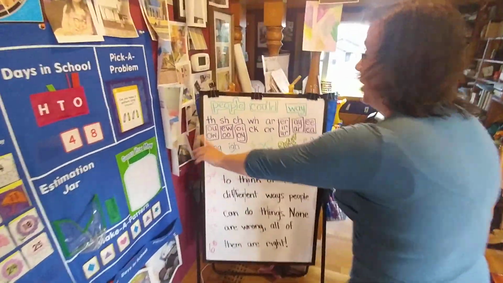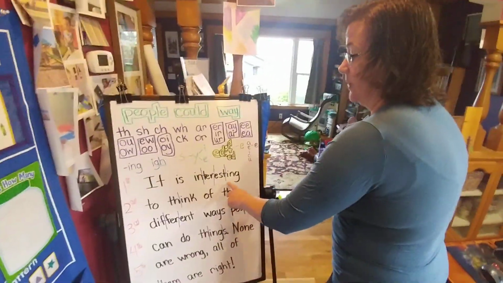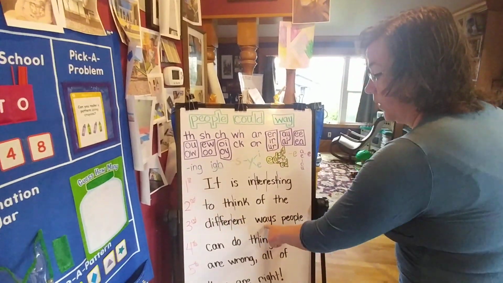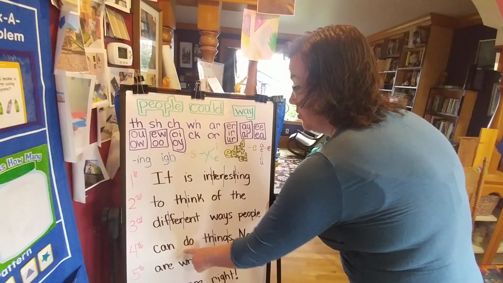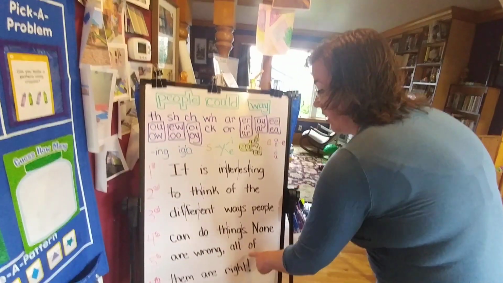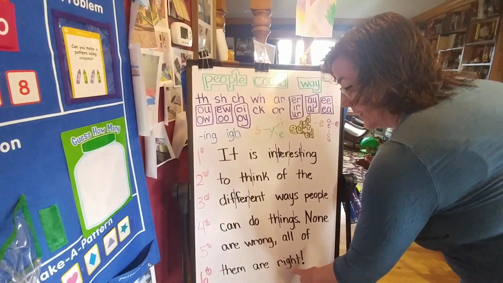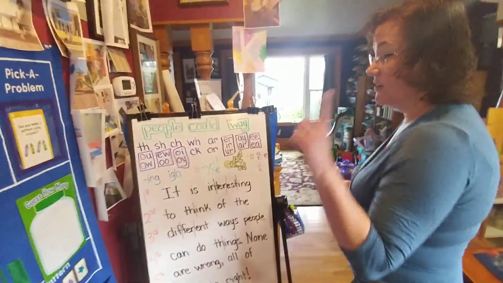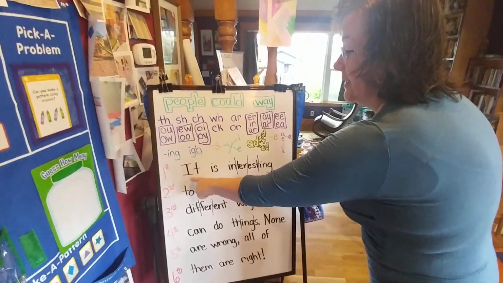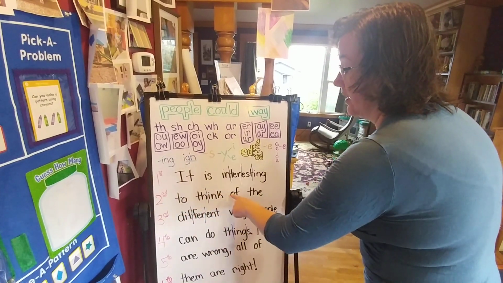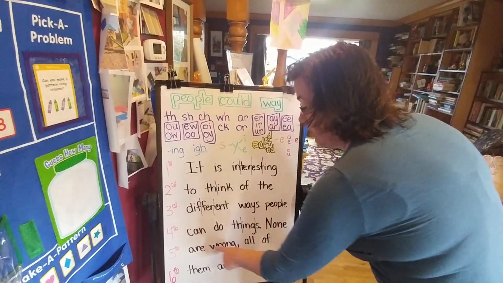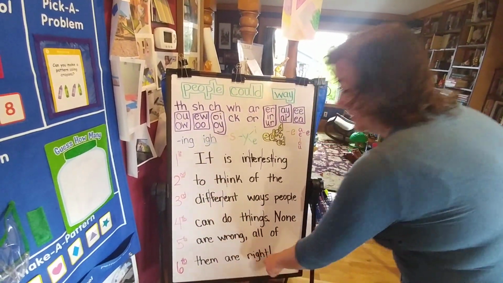Let's read it again, this time a little smoother. Here we go. Pointers up. It is interesting to think of the different ways people can do things. None are wrong. All of them are right. One more time, this time as smooth as possible so our brain can start to understand what this message is saying. It is interesting to think of the different ways people can do things. None are wrong. All of them are right.